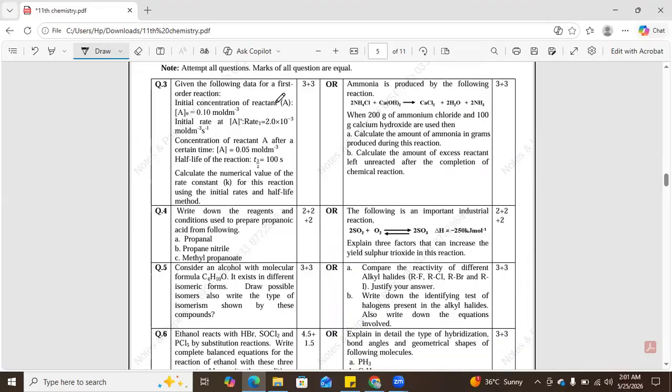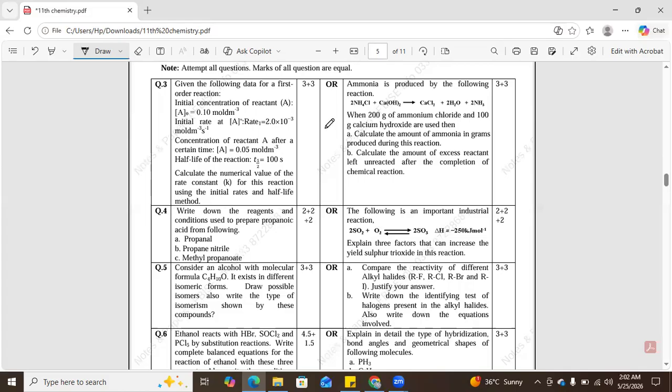Given the following data for a first order reaction: initial concentration of reactant A naught is equal to 0.10 mole per decimeter cube. Initial rate at A naught, rate 1, is equal to 2.0 into 10 raised to power minus 3 mole per decimeter cube per second. Concentration of reactant A after a certain time is equal to 0.05 mole per decimeter cube. Half-life of the reaction t half is equal to 10 seconds. Calculate the numerical value of the rate constant k for this reaction using the initial rates and half-life method.